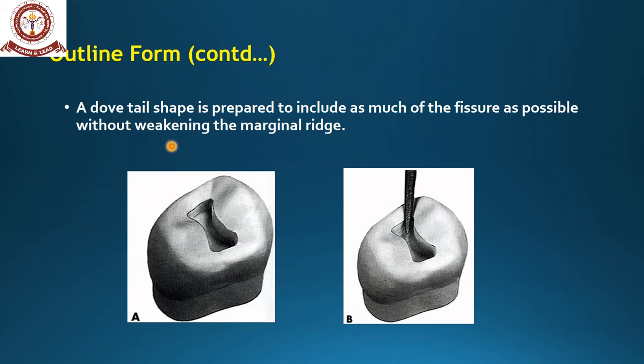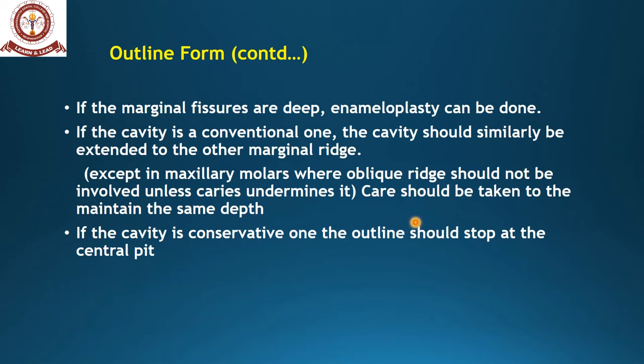Next, the dovetail shape is prepared to include as much fissure as possible without weakening the marginal ridge. Here we can see the dovetail preparation. If the marginal fissures are deep, enameloplasty can be done. But if the cavity is a conventional one, the cavity should similarly be extended to the other marginal ridge.